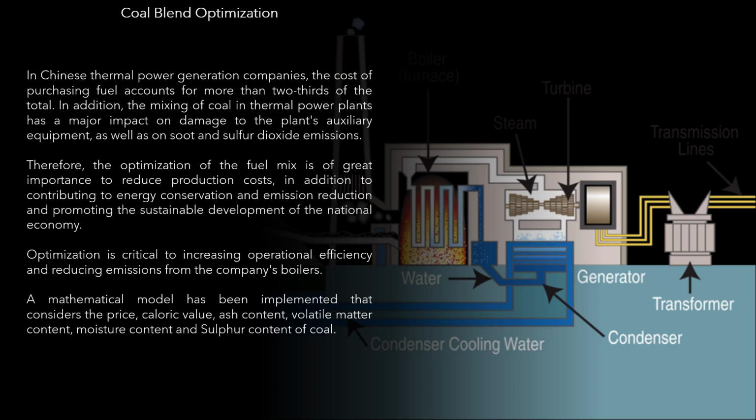Optimization is critical to increasing operational efficiency and reducing emissions from the company's boilers. A mathematical model has been implemented that considers the price, caloric value, ash content, volatile matter content, moisture content and sulfur content of coal.